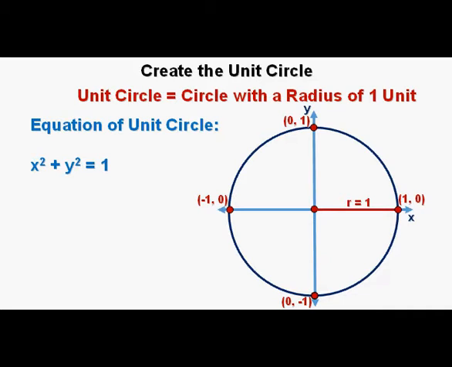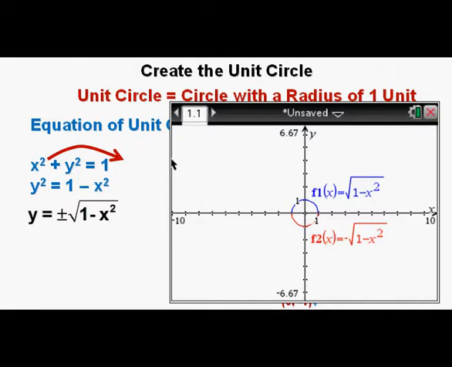Let's go ahead and solve the equation for y. If we move the x squared term to the right side of the equal sign, the equation becomes y squared equals 1 minus x squared. And taking the square root of both sides of the equation, we solve for y and get y equals plus or minus the square root of quantity 1 minus x squared.